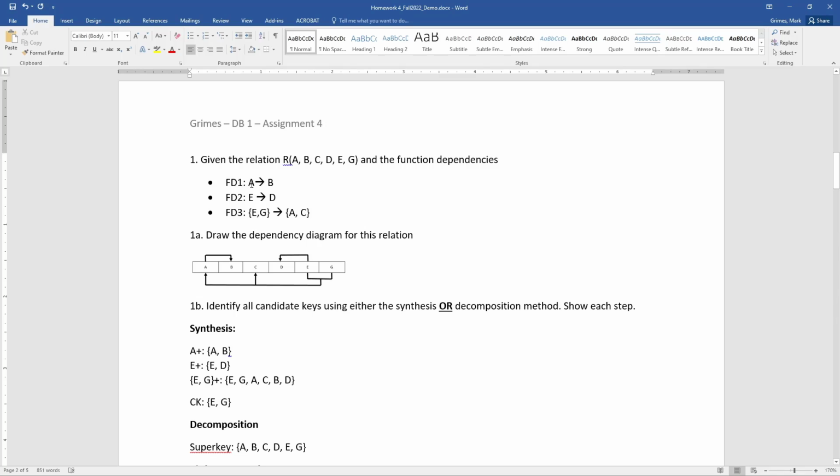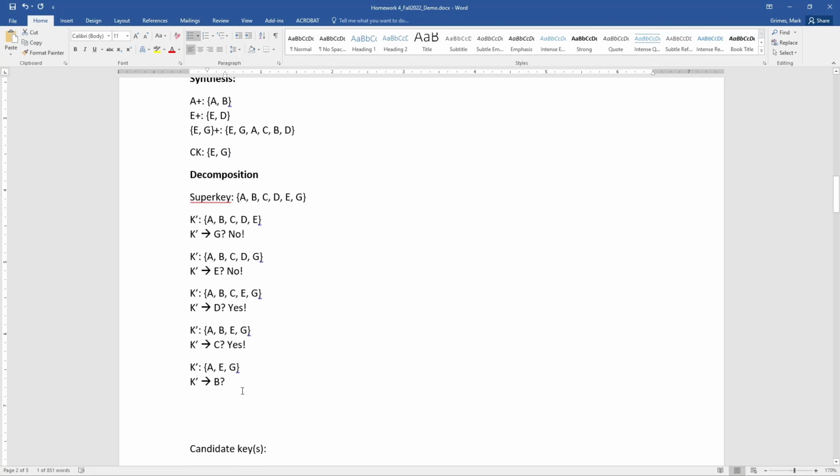And we see in our functional dependencies, as long as we know the value of A, we can functionally determine B. So the answer there is yes. Since A determines B, AEG can functionally determine B. So we don't need this attribute in order for this to remain a superkey.